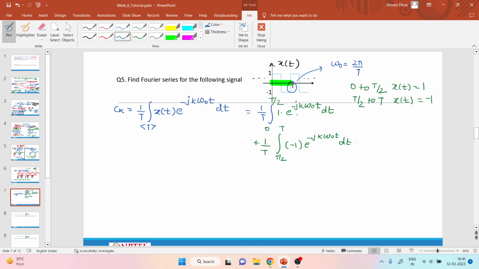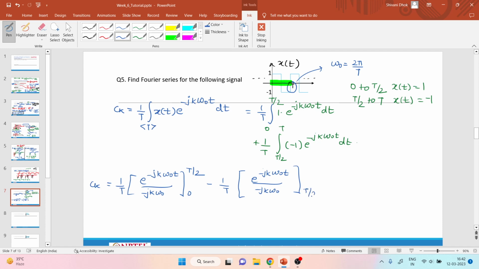So let us try to solve this. We have ck is equal to 1 by T, and this e power minus j k omega naught t integrated with respect to t gives e power minus j k omega naught t upon minus j k omega naught, from 0 to T by 2, and this is minus 1 by T. I am just taking this minus sign outside, and the same thing repeated as e power minus j k omega naught t upon minus j k omega naught, and now this is integrated from T by 2 to T.